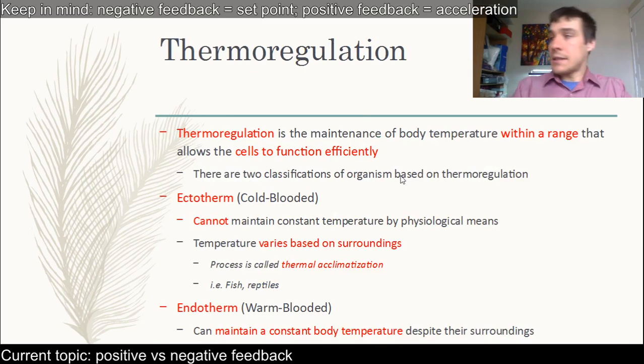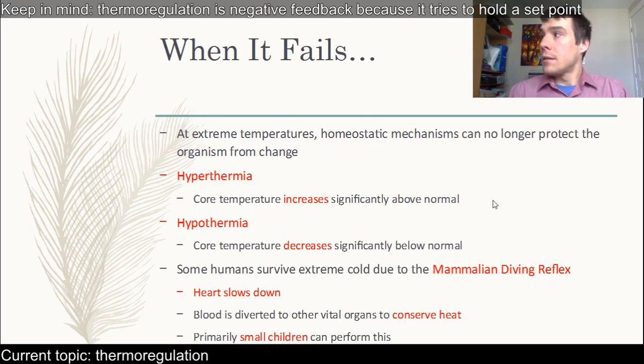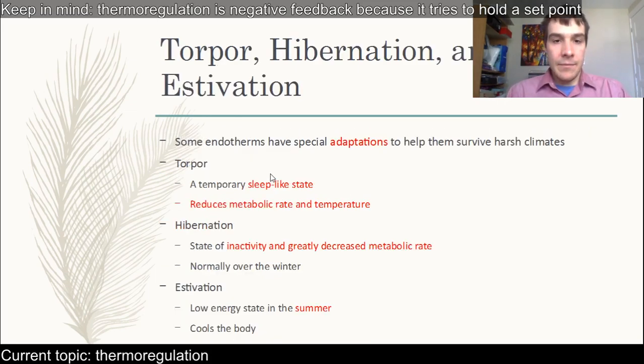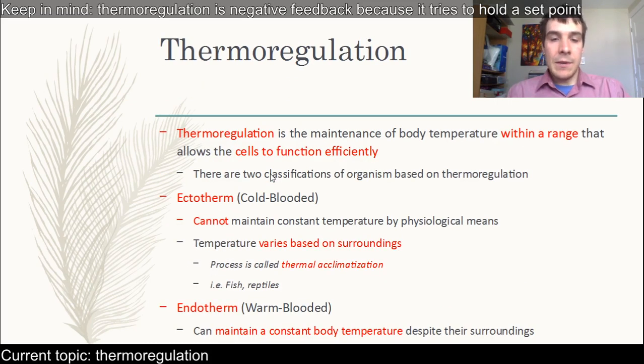Now we're going to get to the last thing, which is thermoregulation. Okay, so very quickly we're going to go through thermoregulation. Thermoregulation is keeping body temperature within a range, a pretty narrow range, but wider than you think.